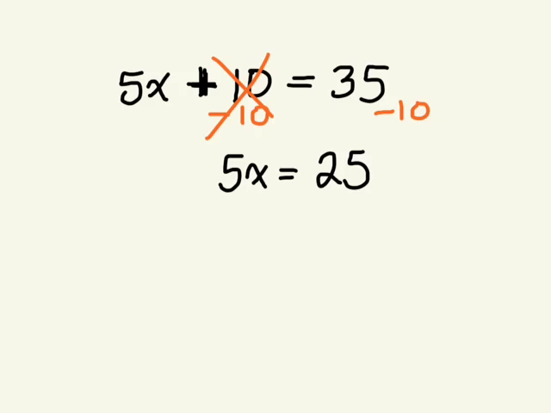Now this says 5x. What does a 5x mean? What operation is that? Multiply, good. So 5 times something equals 25. Well, what's the opposite of multiply? So I need to divide by what? Good, that's the opposite. So what do I have to do to the right side? This cancels out. I'm left with just the x. I've isolated it. That's what I wanted to do.